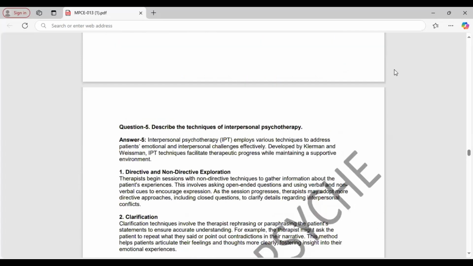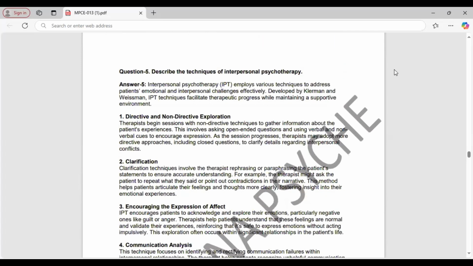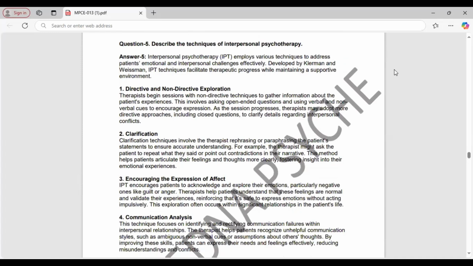Question 5. Describe the techniques of interpersonal psychotherapy. IPT employs various techniques to effectively address patients' emotional and interpersonal challenges. Developed by Klerman and Weissman, these techniques facilitate therapeutic progress while maintaining a supportive environment. And these techniques include directive and non-directive exploration.